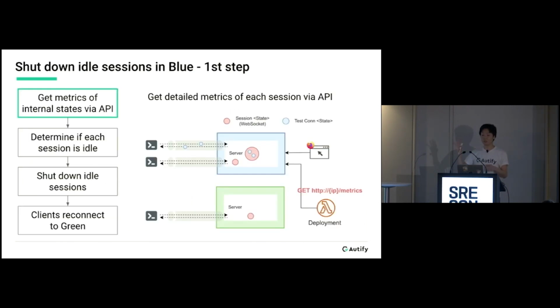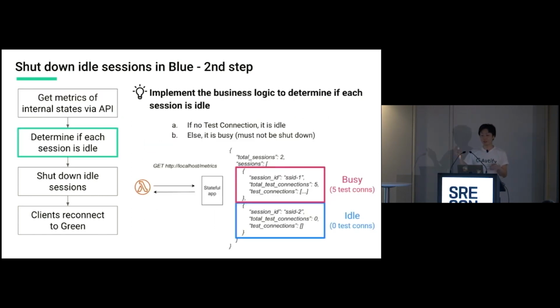The part consists of 4 steps. The first one is to get metrics of internal states using the API. It is the same procedure as the last part. The second step is to determine if each server is idle. Unlike the last step, this part will focus on each session, each state of each server. Here, we implement the business logic to determine if each session is idle. If there is no test connection, the session is idle. And if else, there are any ongoing test connections, it is busy, and we must keep it up.